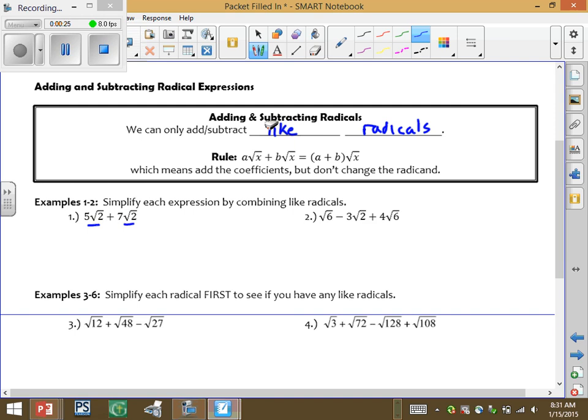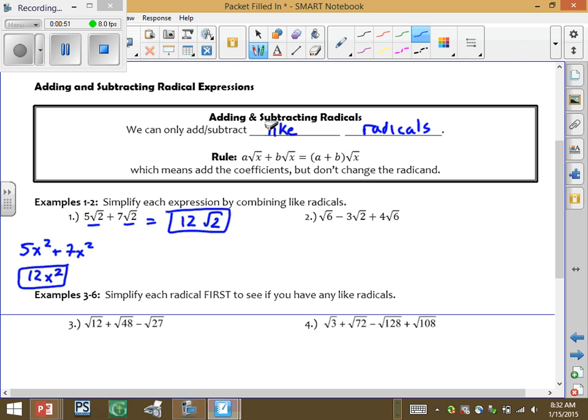You have 5 square root of 2 plus 7 square root of 2. That's a like radical, which means we leave the square root of 2 alone, right? Imagine that was 5x squared plus 7x squared. Well, we wouldn't do anything with the x squared. That just tells us that we can add 5 plus 7, which is 12x squared, right? So this time, we leave the square root of 2 alone, but we can add the 5 plus 7, which is 12 square root of 2.